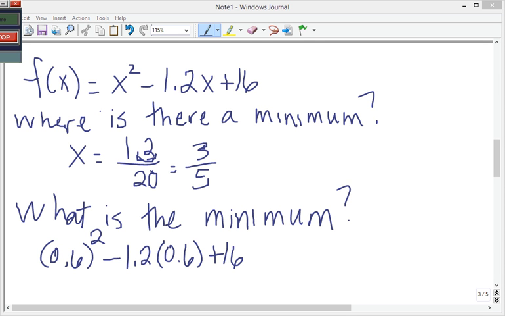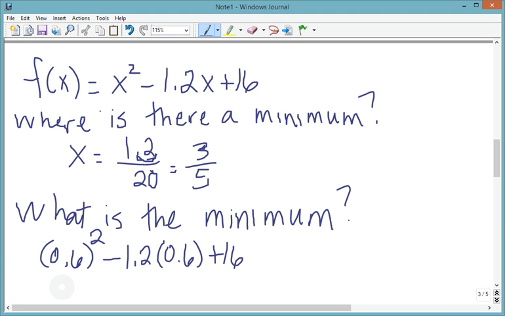So we can plug it in. So 0.6 squared, so 6 squared would be 36, and there's 2 decimal places, so that would be 0.36. Well, 12 times 6 is 72, and there'd be 2 decimal places.